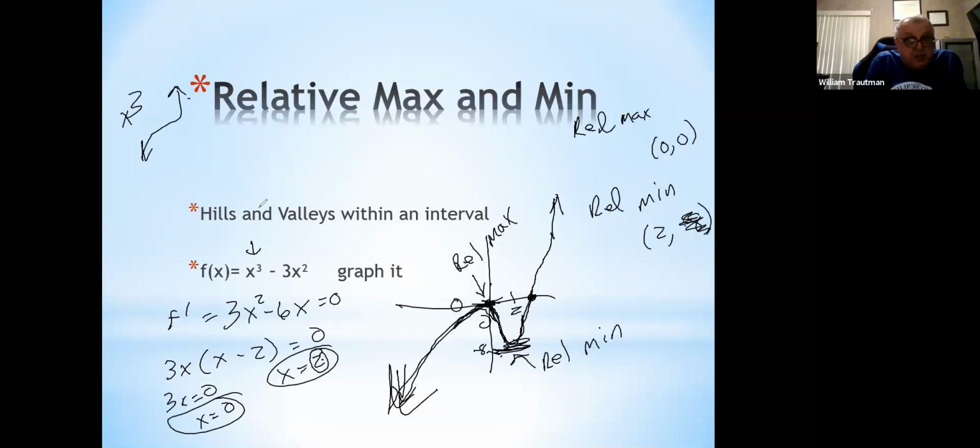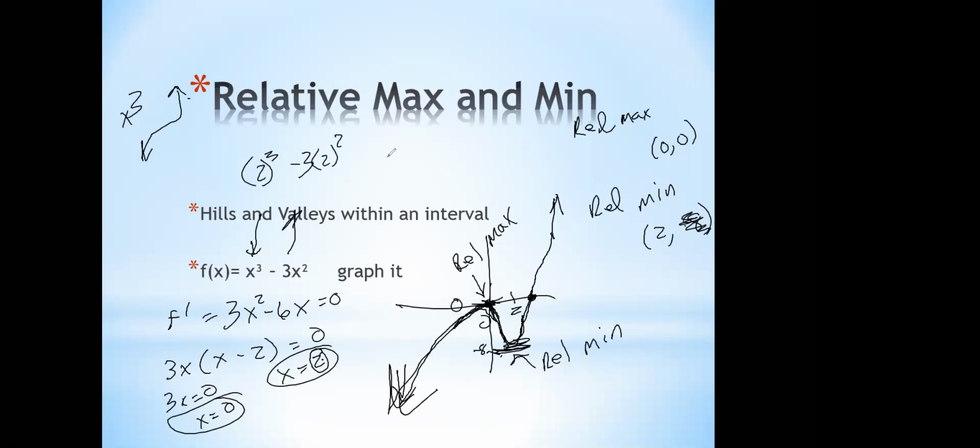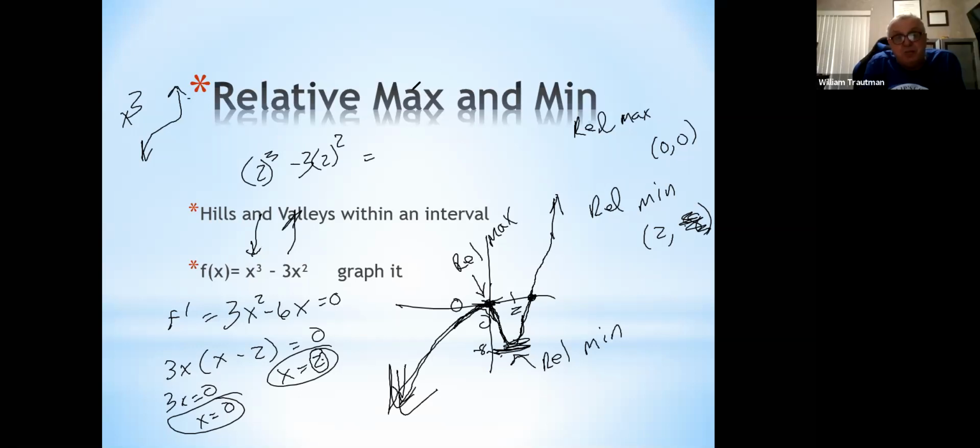I'm glad we checked it on a calculator. If you plug 2 back into this function here, let's plug 2. I must have done something wrong. Yeah, like she said, it was supposed to be the original cubed instead. Okay. So this is 8 minus 12, which is -4. So this matches. Our relative minimum then is -4.